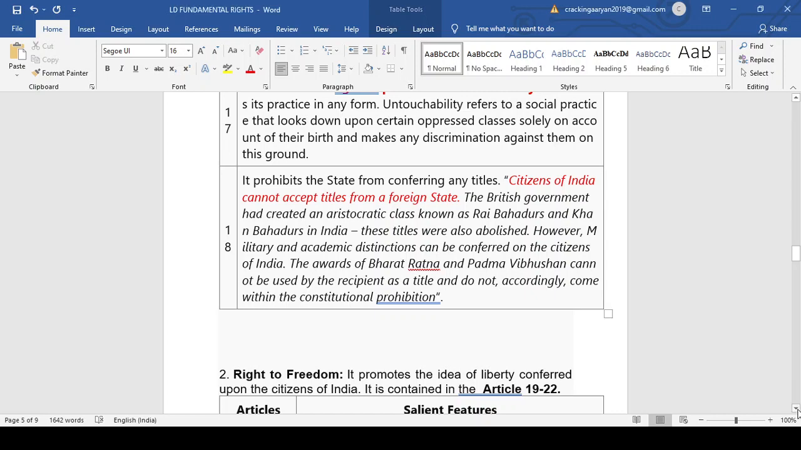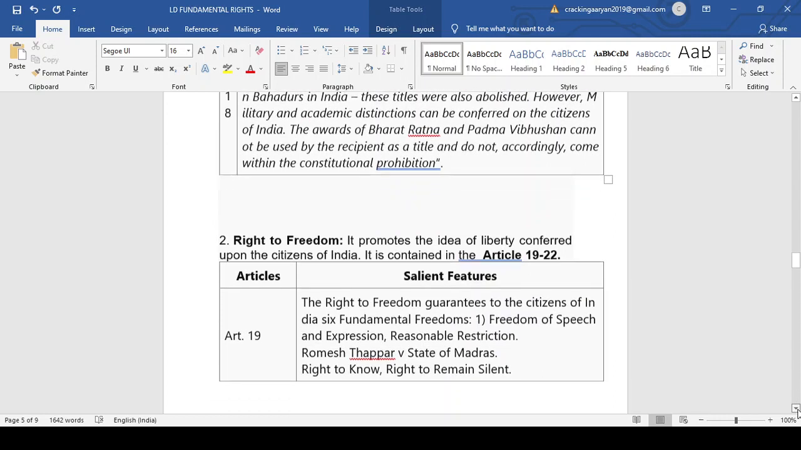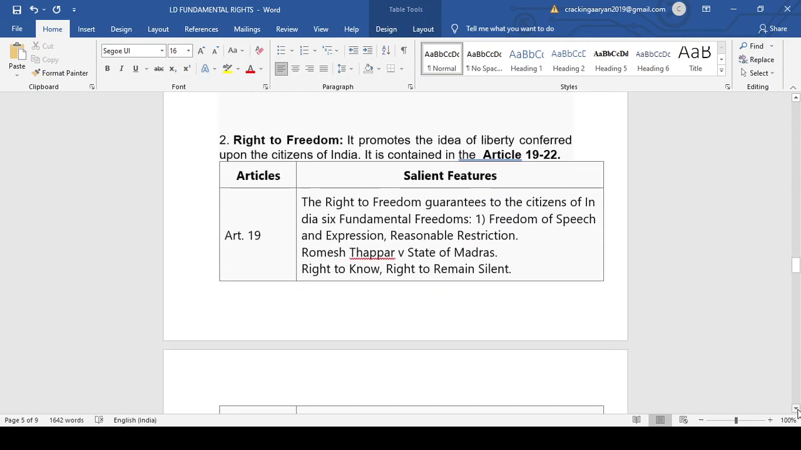Now we have done with this. Now we come to the very famous fundamental right of the Indian Constitution, that is your right to freedom. Right to freedom under Article 19 to Article 22. From Article 19 to Article 22, we have the right to freedom. So first we have Article 19. Let's start with Article 19. The right to freedom guarantees to the citizens of India six fundamental freedoms.